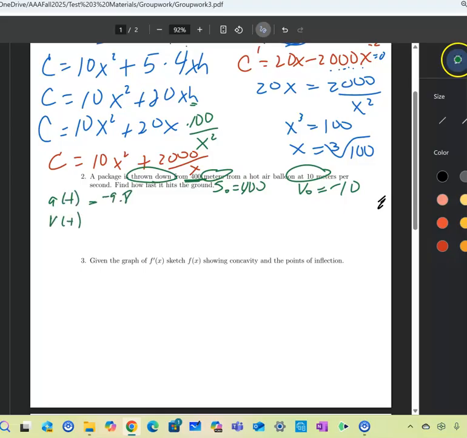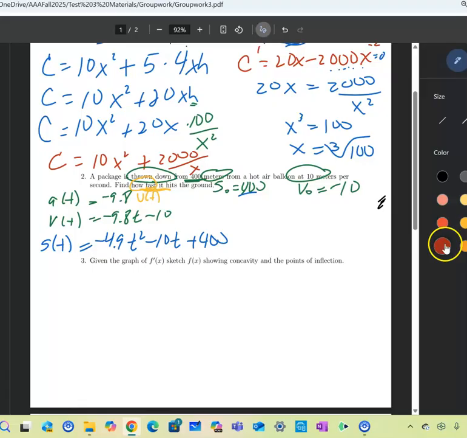Then if I make the velocity equation out of that, negative 9.8t minus my initial velocity, and then put the last piece together to get my position function. So I'd have negative 4.9t squared minus 10t plus 400. Okay, so what are they asking me for? How fast it hits the ground. So that's asking me for velocity, but wait, hits the ground, I need to find the time it hits the ground, and that's the time the position is equal to 0.